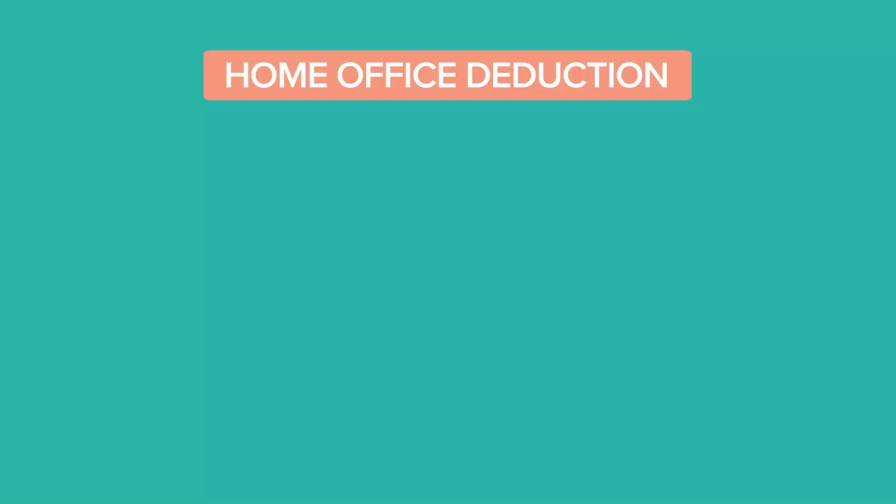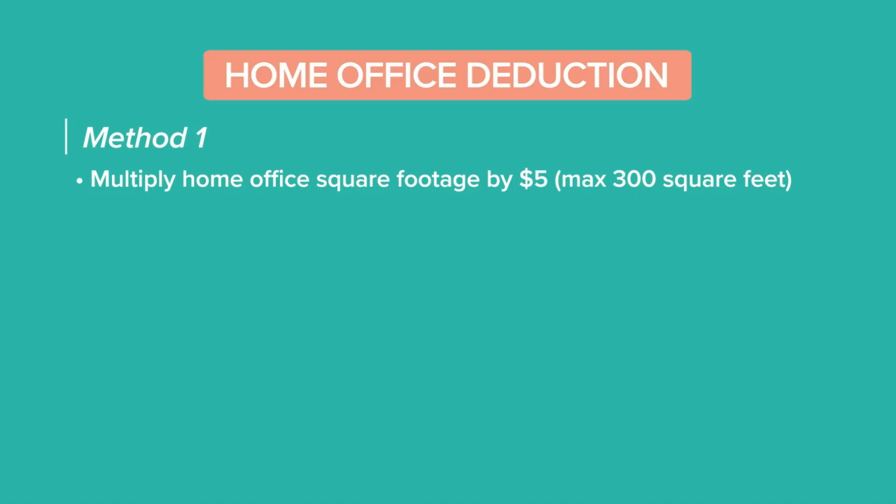The last two deductions I'm going to go over are the home office deduction and the auto expense deduction. For both of these, you have two methods to choose from, and you should use whichever one will give you the higher deduction. You can also find a worksheet for both of these deductions in our Lesson 5 guide. We'll start with the home office deduction. The first method for calculating your home office deduction is the easiest. You'll just count up your home office square footage and multiply it by $5. You can use up to a max of 300 square feet here.